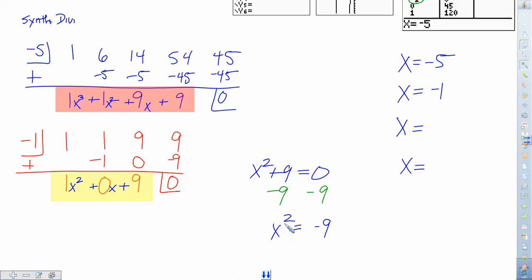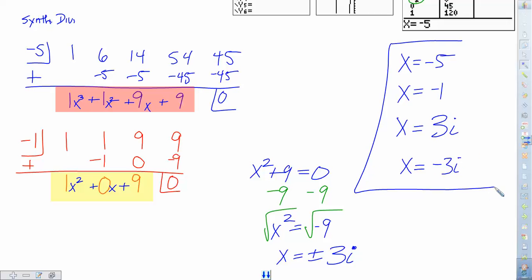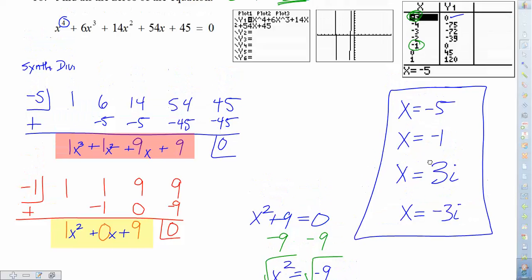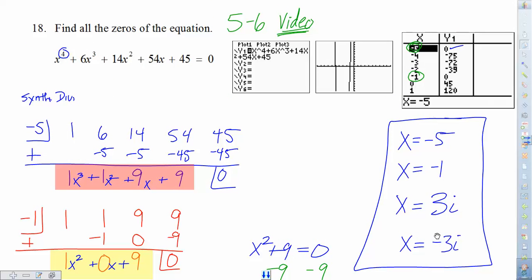And then what's our next move? Take the square root on both sides. And so here comes our first and second answer of plus minus 3i, right? So there's one answer, positive 3i, and the other answer, negative 3i. Those are all 4 of our solutions right there, okay? And that's how we roll on those problems.